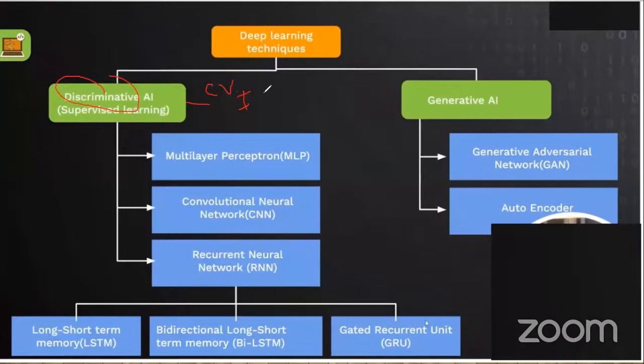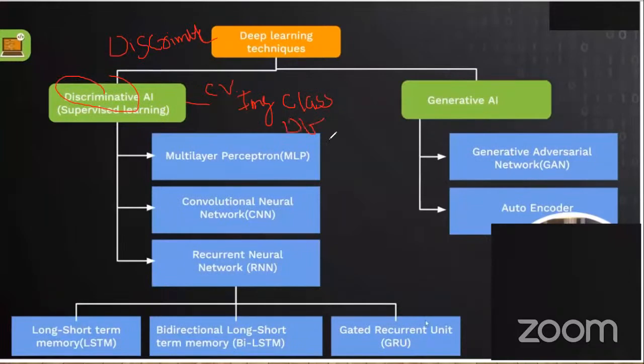So discriminative AI means whether we are using any computer vision technique for image classification. Discriminative means we're trying to discriminate something, right? That is discriminative AI. So what we're trying to discriminate in computer vision means image classification, so that we are trying to discriminate one image from another.